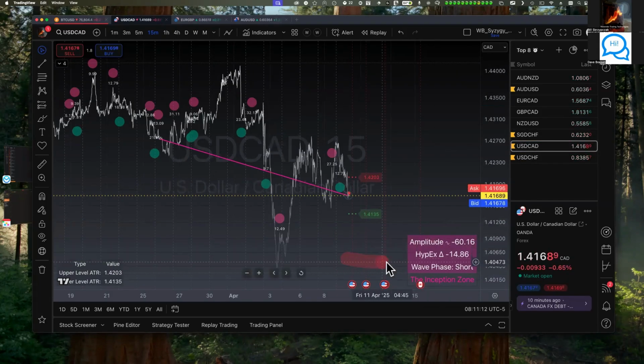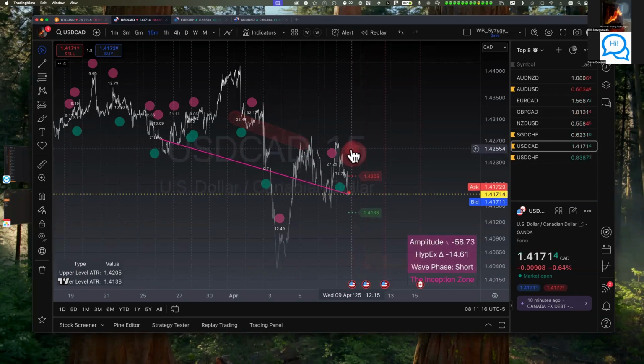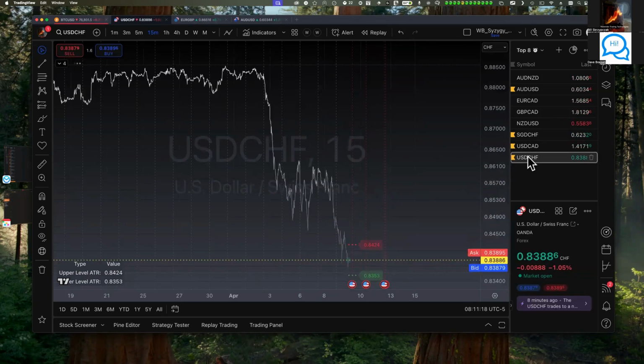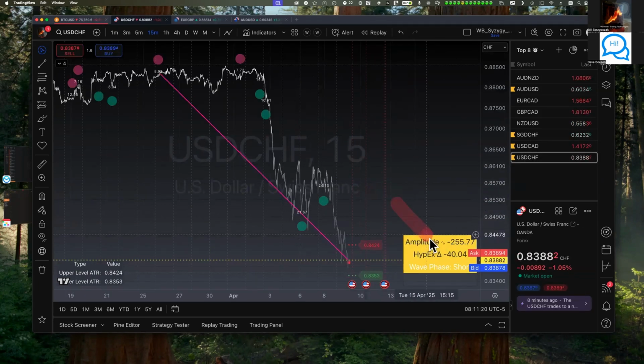US Canadian dollar in the zone, trending down, waiting for a short sweet spot. And finally, US Canadian dollar hyperextended, so we're going to forget that. Now on to indicator all-stars.